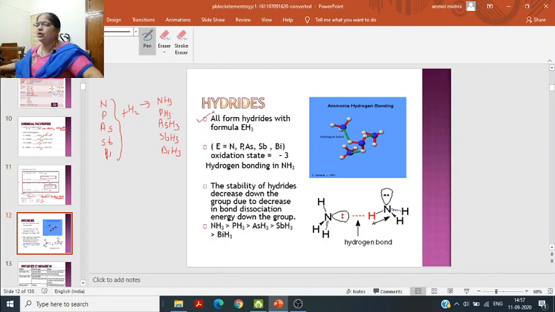So all of them form hydrides with formula EH3, where E is nitrogen, phosphorus, arsenic, antimony, bismuth, and the oxidation state of these elements is -3, and hydrogen again is hydride, -1. Now in these hydrides, only nitrogen, that is the hydride of nitrogen, NH3, can form hydrogen bonding.